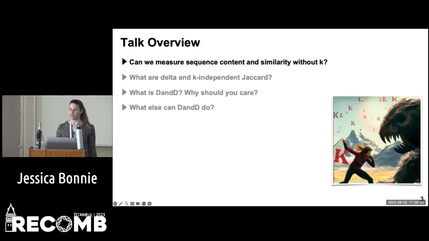I will start by describing the parameters of the problem. Next, I will introduce proposed metrics from information theory that address these challenges. And finally, I'll tell you about DandD, a parameter-free tool that implements one of these metrics. The question at hand is how we measure new sequence.